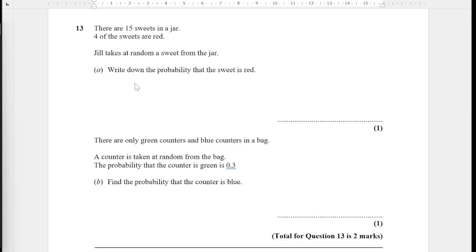Okay, question 13. There are 15 sweets in a jar. 4 of the sweets are red. Jill takes at random a sweet from the jar. Write down the probability that the sweet is red. So we've got 4 sweets out of 15 sweets, so it's going to be just 4 out of 15.